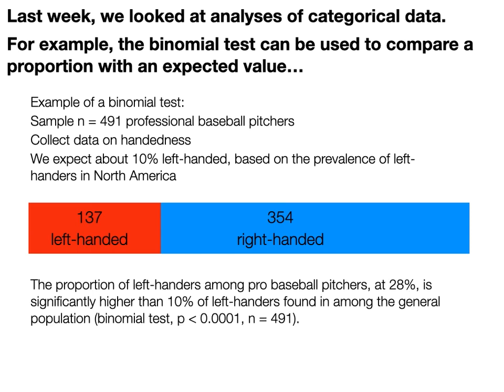Well, we can use a binomial test to test whether that differs from our expected value of 10%. And we run the test, and suppose this is the outcome we get. We'd report it as the proportion of left-handers among our pro baseball pitchers at 28%, that's 137 divided by 491, is significantly higher than 10% of left-handers found among the general population. And we report our binomial test with a p-value of a very, very small number that is less than 0.05, which is why we rejected the null hypothesis, and we report our sample size as well. So that's an example of an analysis of categorical data.